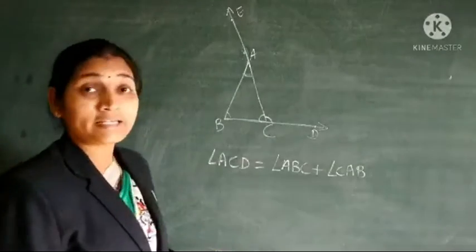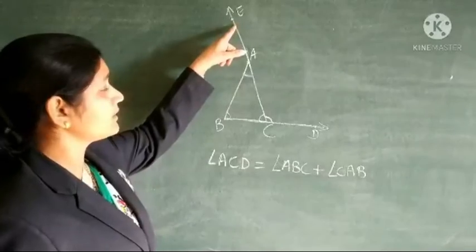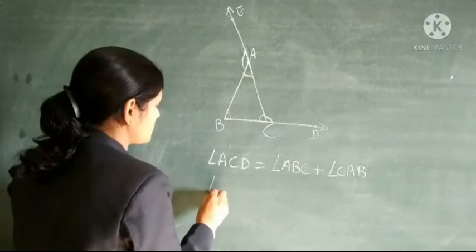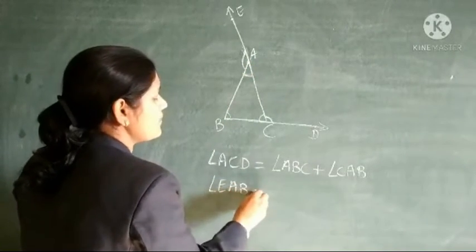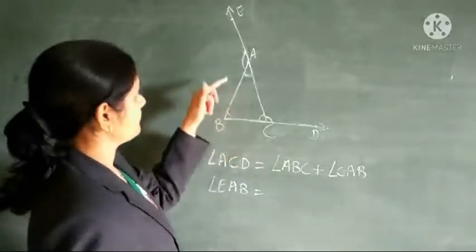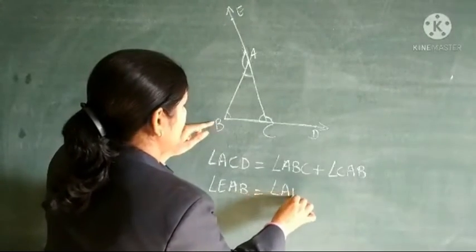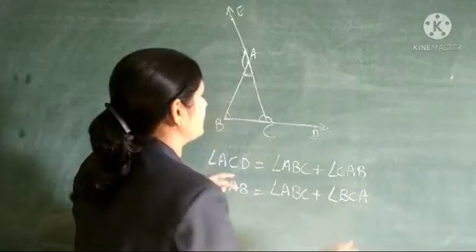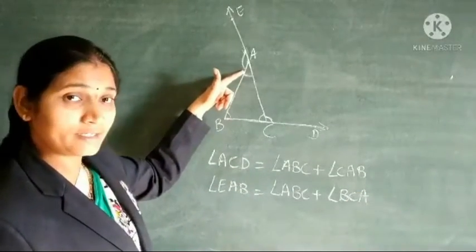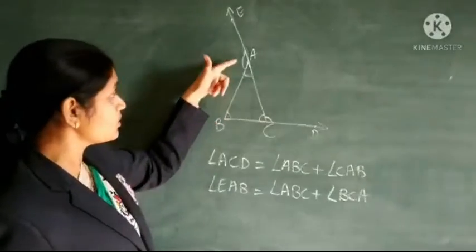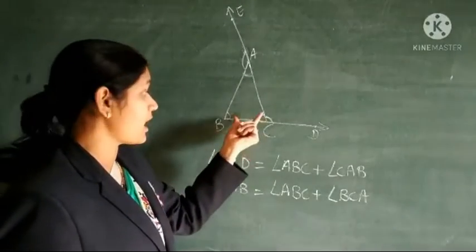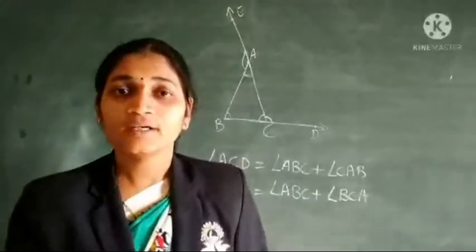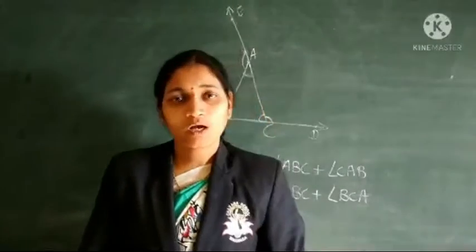Same way, student, if we extend the side AC up to E, then we will get angle EAB. So angle EAB will be equal to angle ABC plus angle BCA. So this angle's value will be equal to the sum of the opposite interior angles. In such a way we can find other exterior angles' values also.